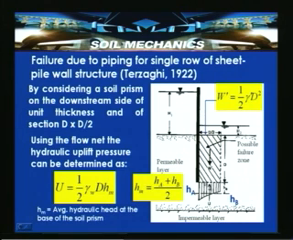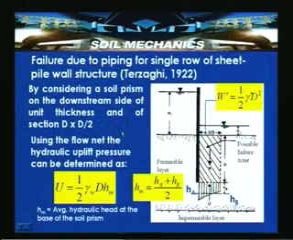This particular zone, which is of depth D and width D by 2, that is 1 by 2 times the embedded depth, is identified as a possible failure zone by Terzaghi. So, how to evaluate the failure due to piping for a single row of sheet pile wall structure according to Terzaghi 1922? By considering a soil prism on the downstream side, because that is where the upward flow can take place, with an uplift pressure at the base of the prism.